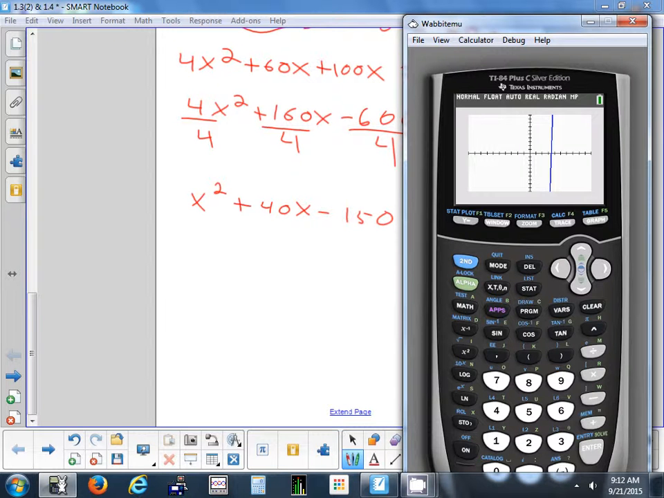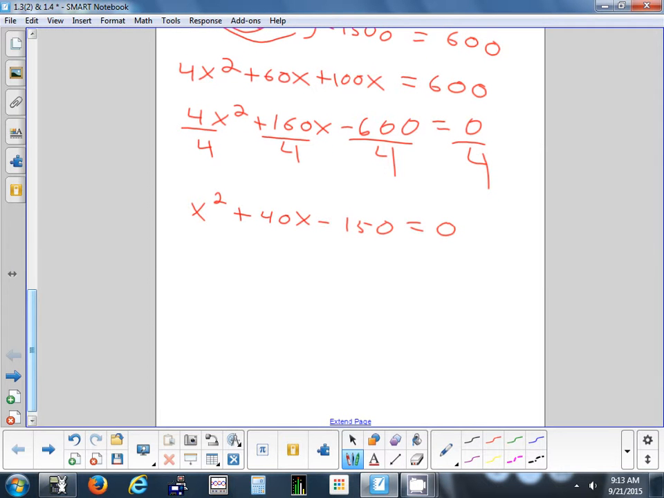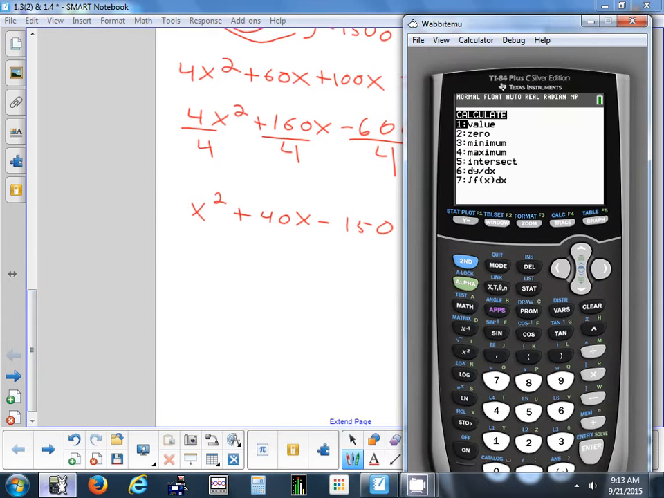Because if we're looking in the negative part, would that make sense? Negative value for the width of the sidewalk? No. Right? So here's our positive value right here. So just go second calc, and you're trying to find where this equation hits 0. Okay? So the option you'd use is second calc 0.